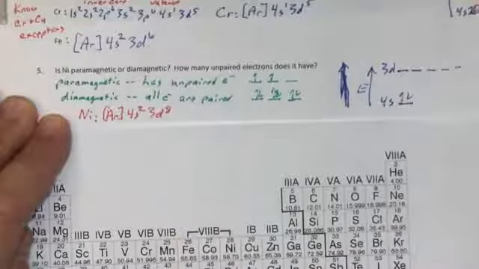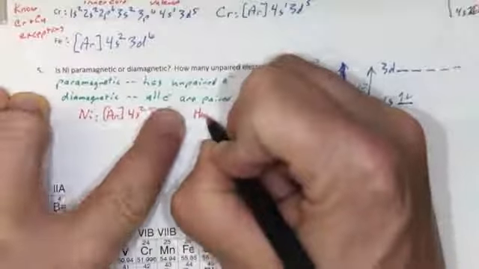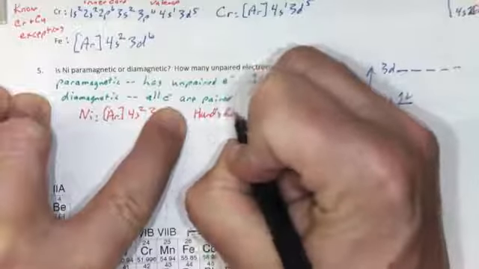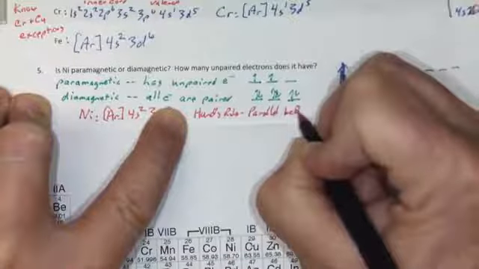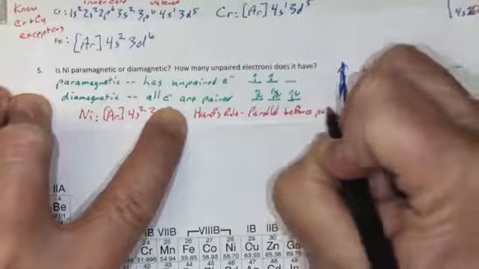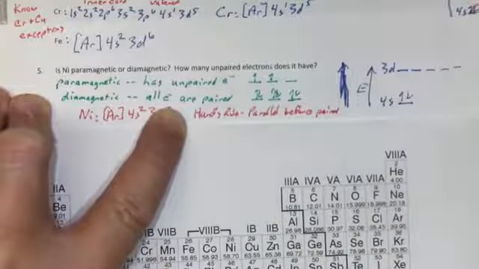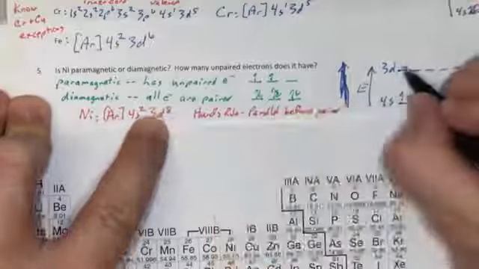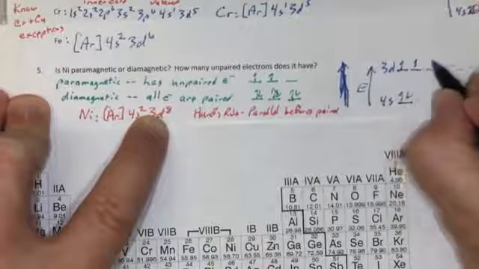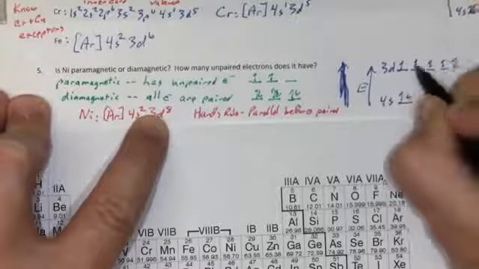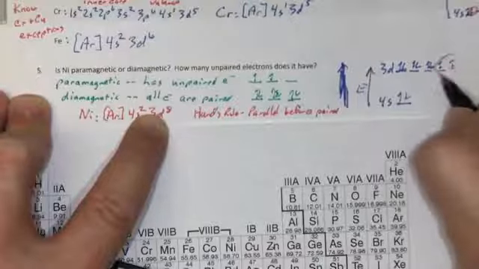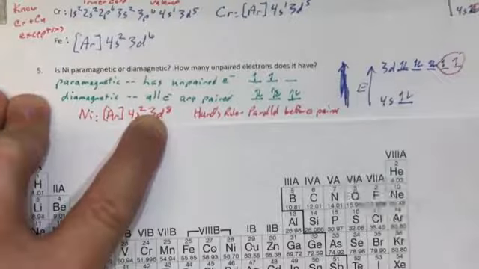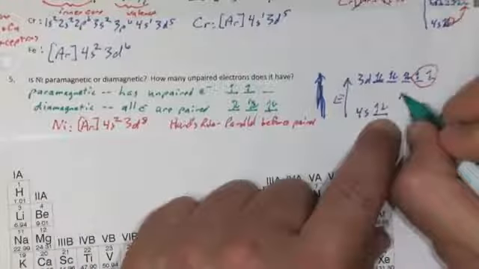Now we have to follow Hund's rule. Hund's rule says parallel before paired. So when I put those electrons in, 3d8 for nickel, I'm going to do 1, 2, 3, 4, 5, 6, 7, 8. Now when you do it this way, this becomes an incredibly easy problem. There are 2 unpaired electrons, and so the answer is that nickel is paramagnetic with 2 unpaired electrons.